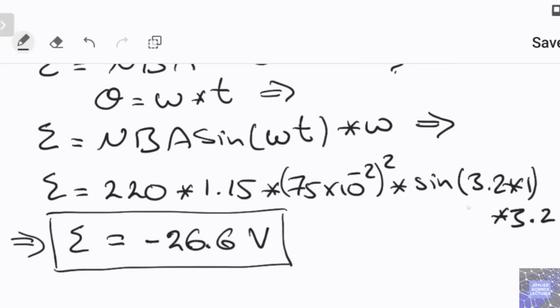Notice that this is omega radian, so the theta here will be in radians, and induced electromotive force would be minus 26.6 volts.